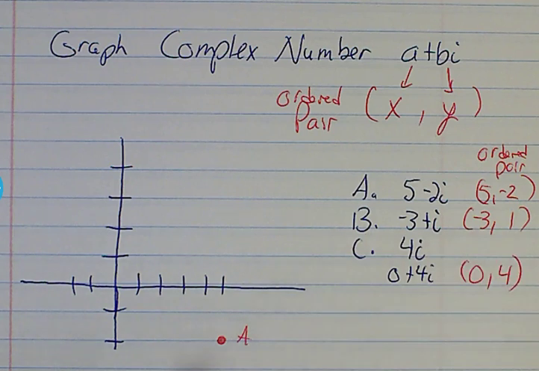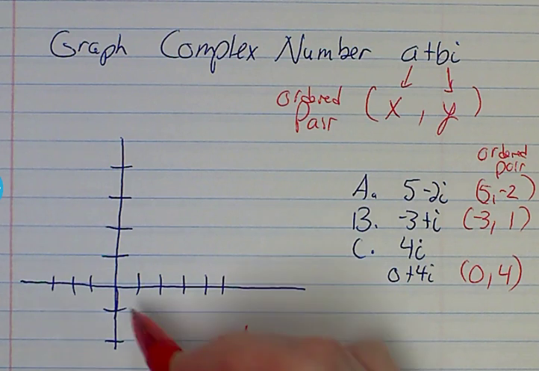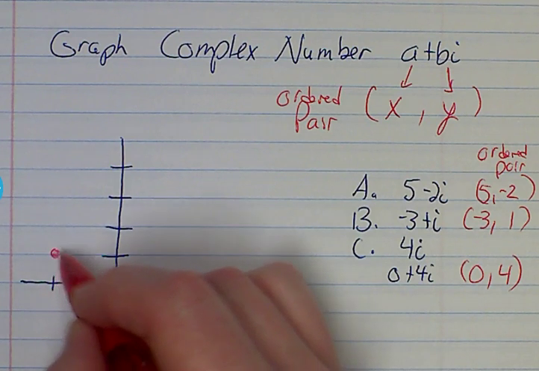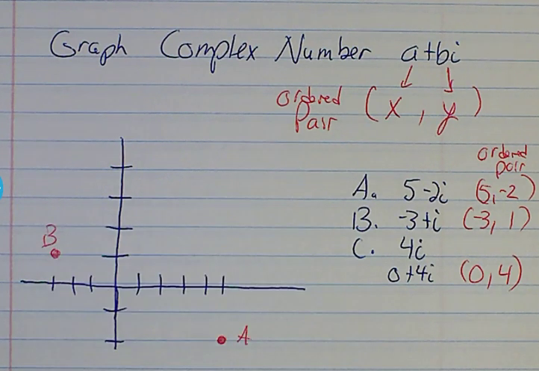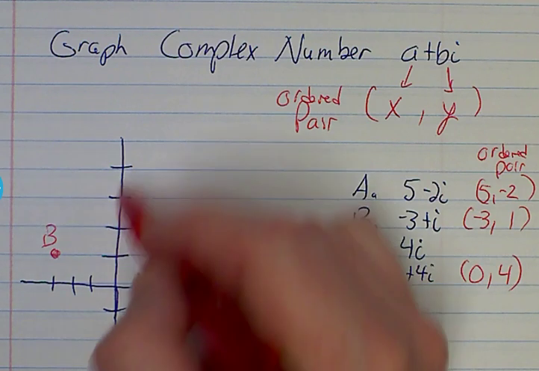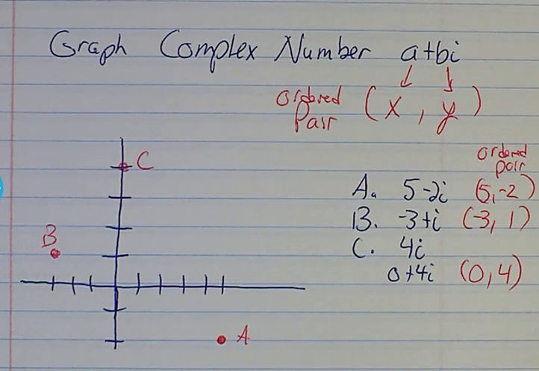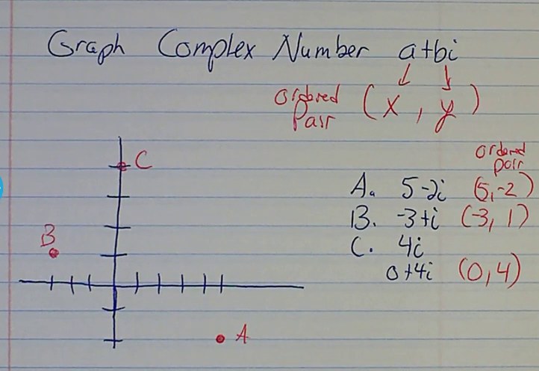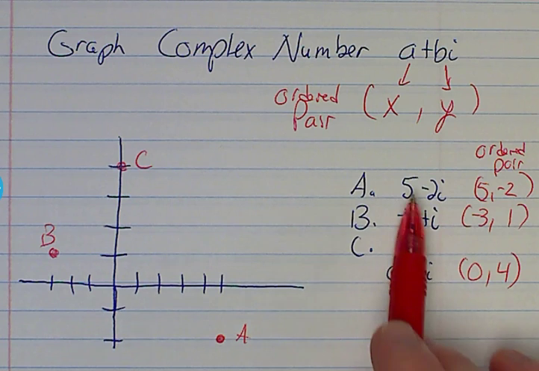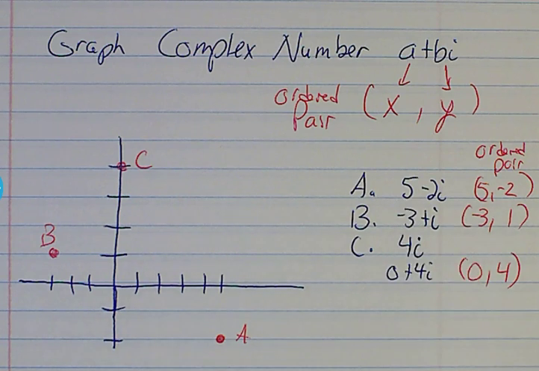B is going to be negative 3, 1, so negative 3 didn't go far enough back. So back 1, 2, 3, 1, that was right there. And for C, since that was 0, 4, we're just going to go up 1, 2, 3, 4. Put a point right there. So really easy graphing on these. It's just putting points on the paper, and again, the points are just whatever your A and your B values are if it's a complex number.